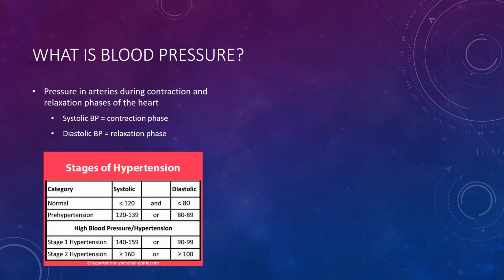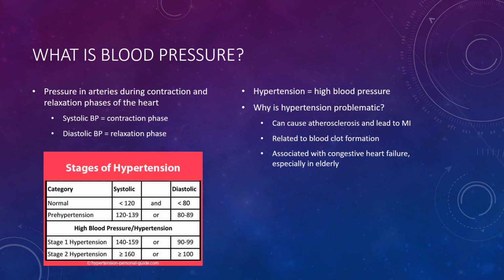Hypertension is pathologic high blood pressure. It's disease. And this is classified as a systolic pressure of 140 or higher and a diastolic pressure of 90 or higher. So hypertension is the medical term for high blood pressure, and really it sounds kind of innocent, oh, high blood pressure, but it's very dangerous.